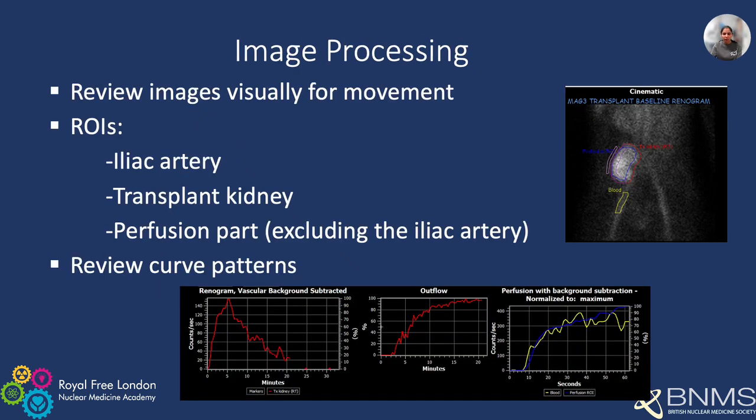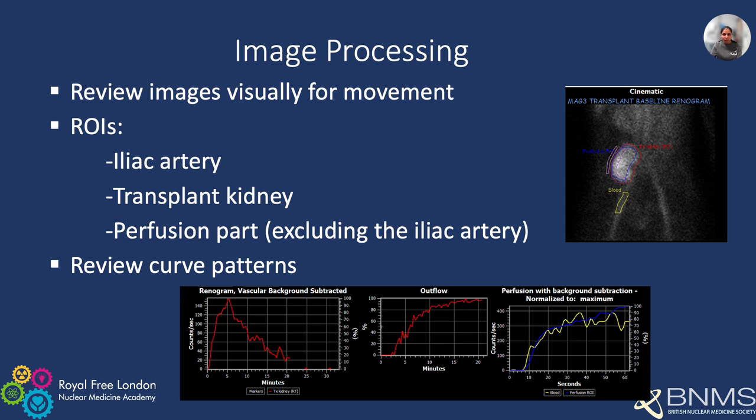Let's talk about the image processing. For processing, it is important to select the correct data. So in case of transplant renogram, we will be selecting the anterior detector, the pre-mixed and the post-mixed series. First, review the images for movement. If there is any movement, motion correction can be done to align the images.